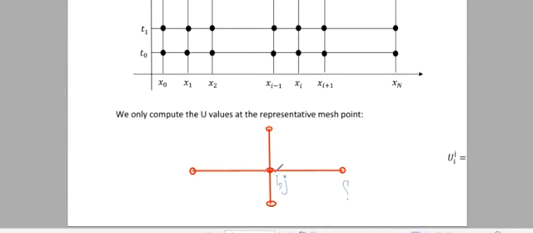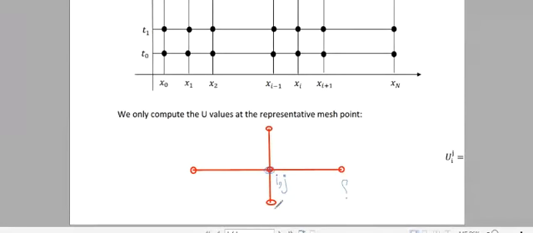For the central point, it is connected to xi and also connected to tj. Okay? Then the x for this point is xi. The x for the previous point is xi minus 1. And the x for the next point is xi plus 1.